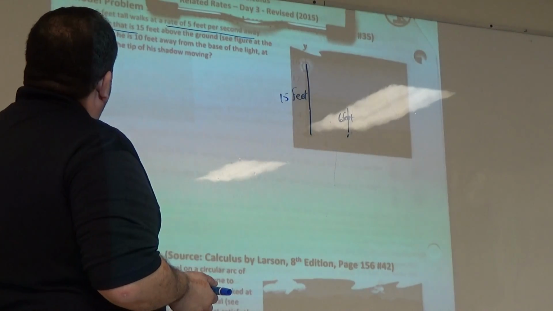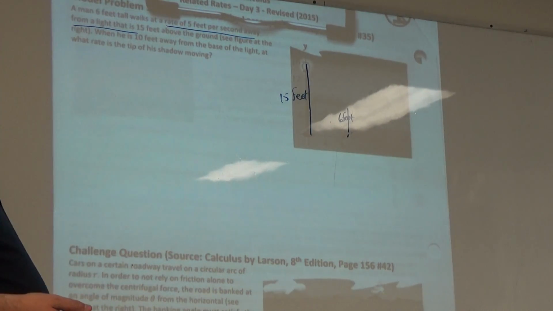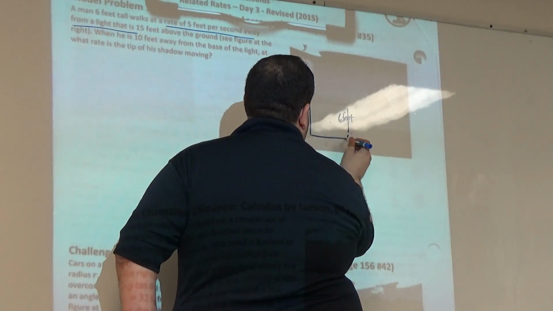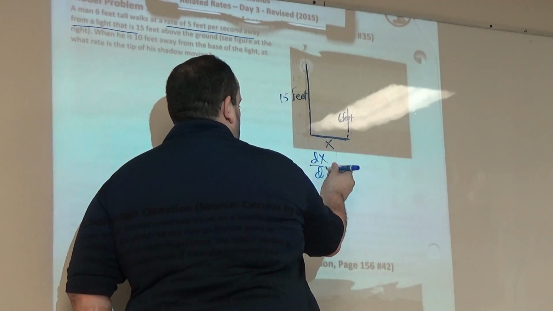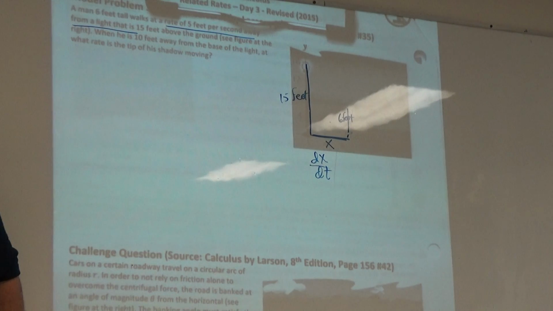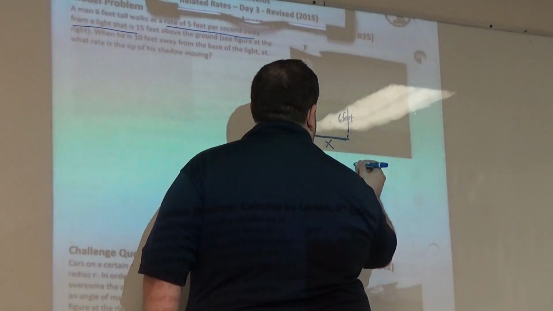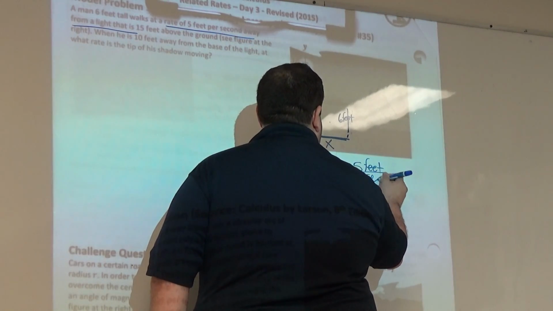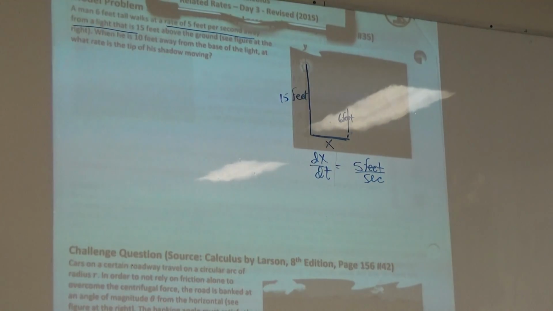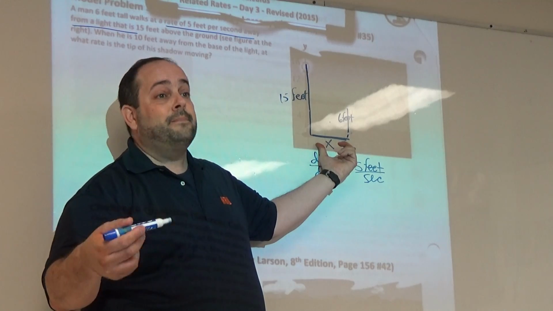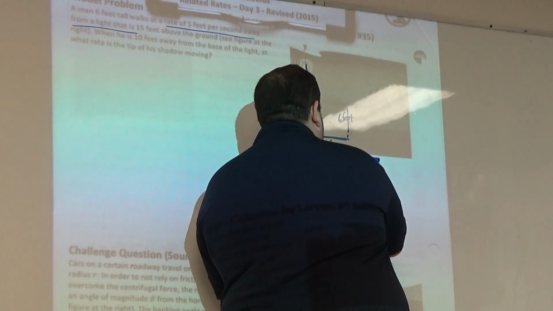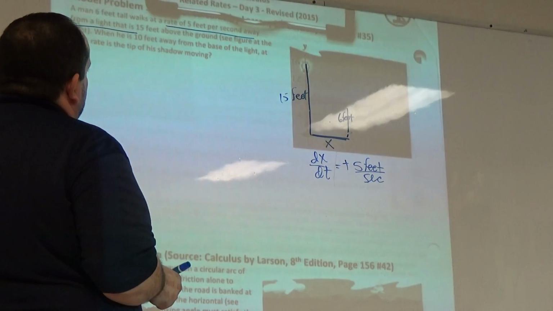And let's see, he walks at a rate of 5 feet per second away from a light. So if I'm going to call this guy over here x, then the rate that he's walking has to be dx/dt. Is everybody okay with that? So dx/dt in this case, was that 5 feet per second, positive or negative? Positive. Why positive? Because he's going away, which means that the distance that he is from the lamppost is increasing. This is the key. So dx/dt is equal to 5 feet per second.